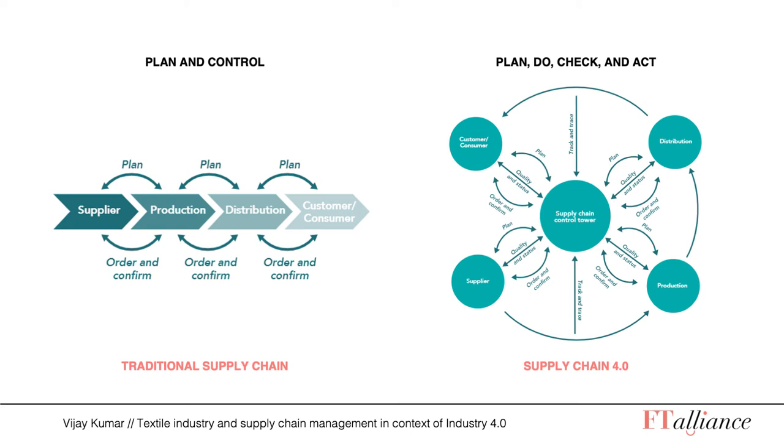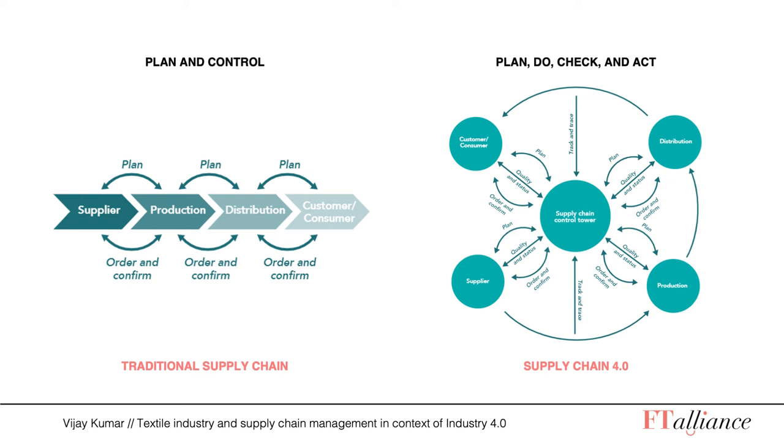In the traditional supply chain, the supplier has no connection with the customer, so it is difficult for a supplier to predict the demand from the customer. But in the context of supply chain 4.0, all supply chain actors are connected through an information layer. So basically, customer information can easily be read by all supply chain actors.